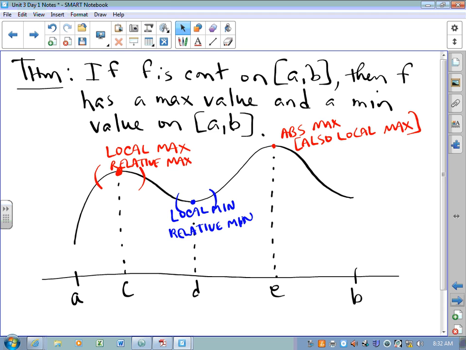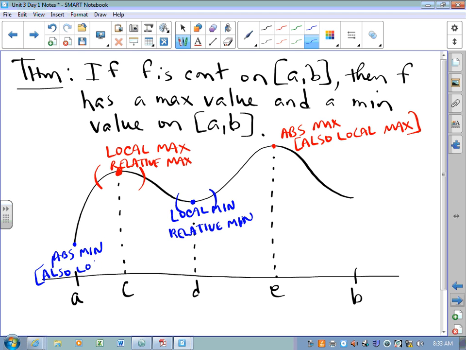It's not the absolute min. The absolute min is going to happen over here. F of A is the absolute minimum value of the function. It is also a local min. And in fact, for that matter, this thing. At f of b, we have a local min.